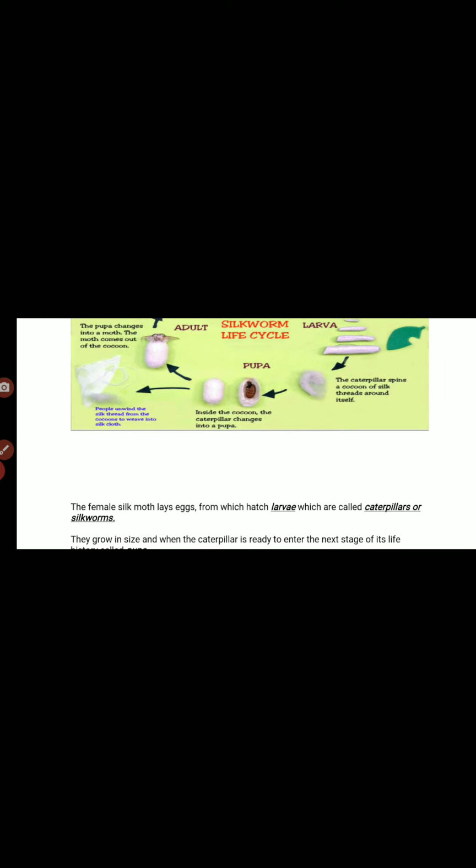Generally, the female silk moth lays eggs, which are laid on mulberry leaves. By eating mulberry leaves, it grows and is converted to the larva state, which is called a caterpillar or silkworm. And they grow in size. When the caterpillar is ready to enter the next stage, this is called pupa.